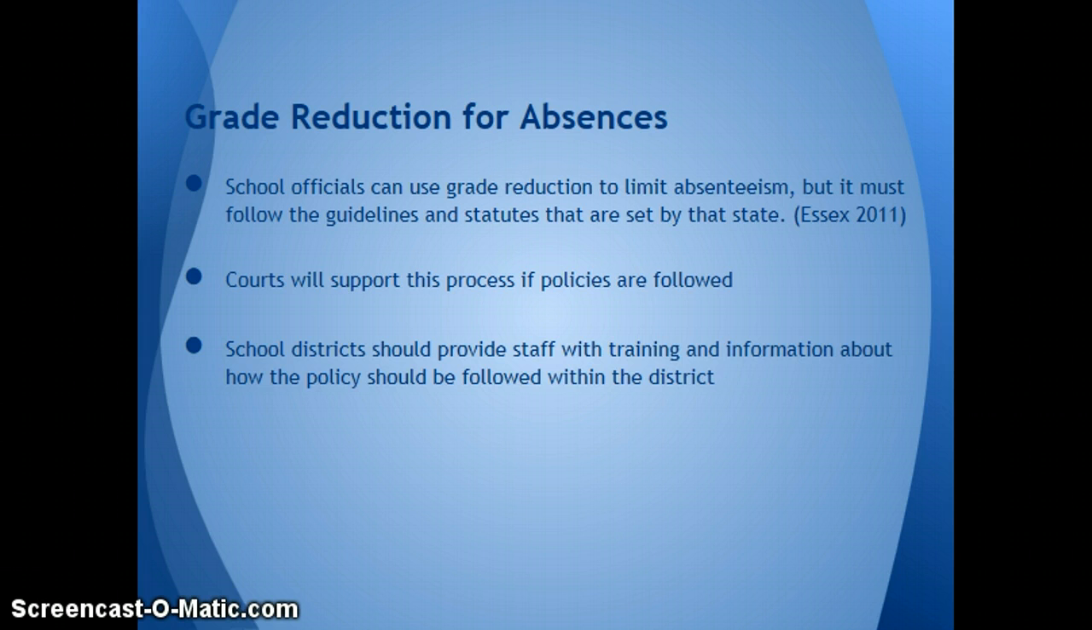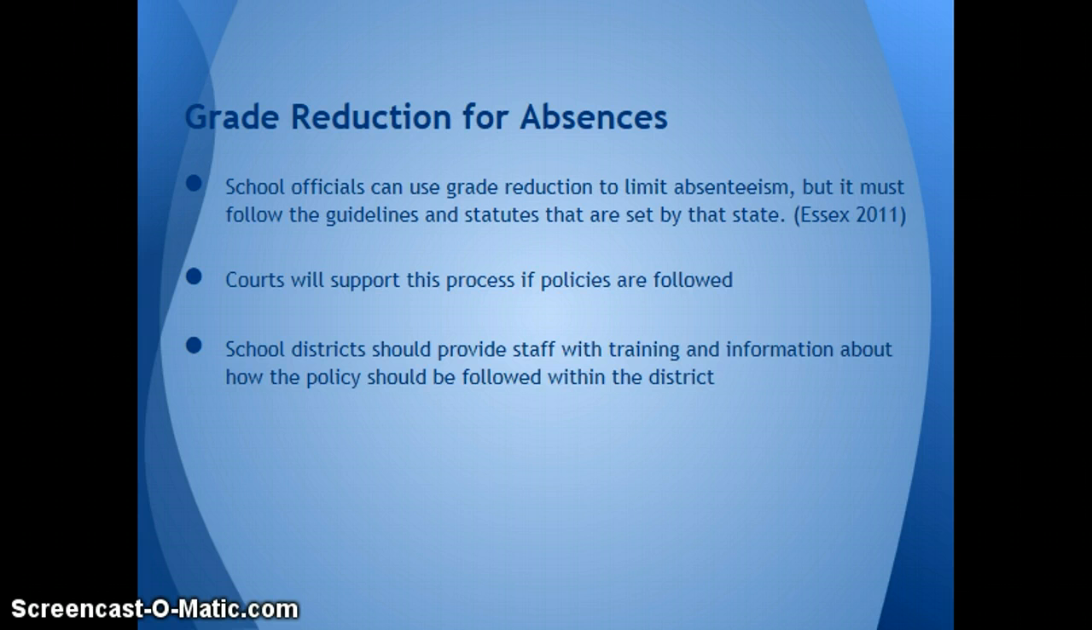Grade reduction for absences. School officials can use grade reduction to limit absenteeism, but it must follow the guidelines and the statutes that are set by the state, and that's according to Essex 2011. Courts will support the policies that are set forth by the school if the processes are followed within those policies.